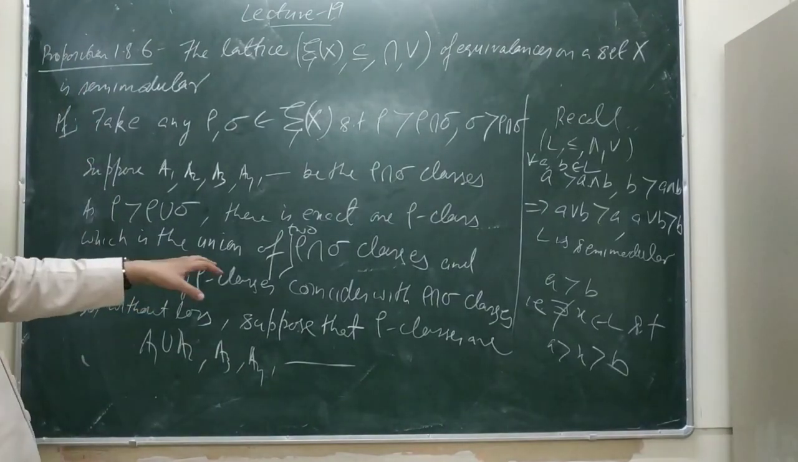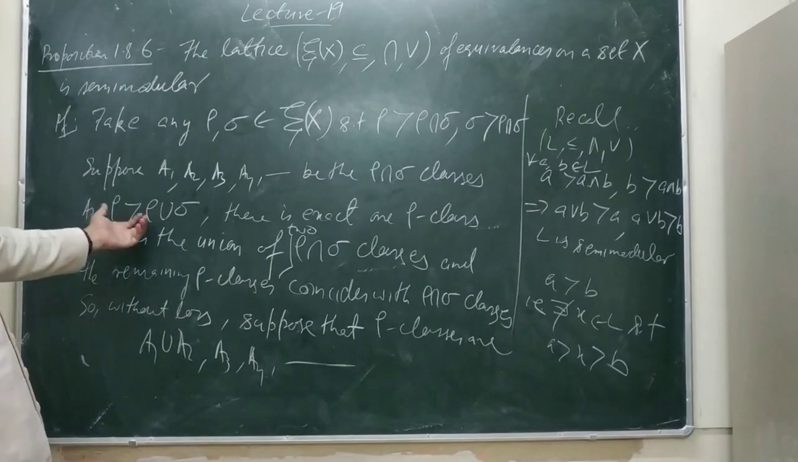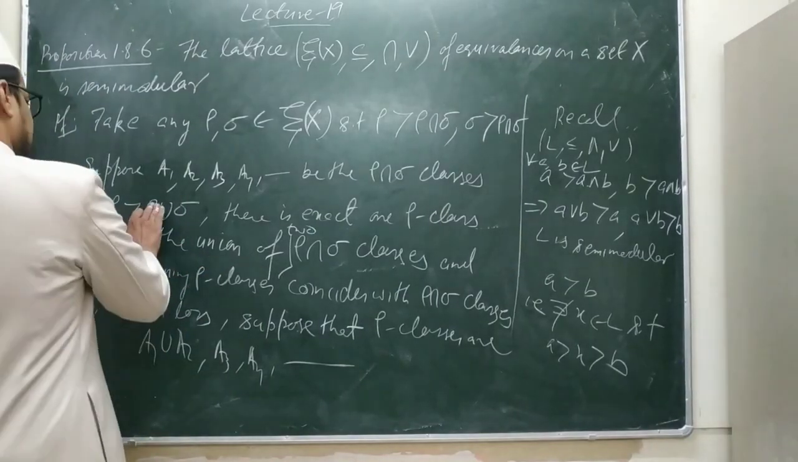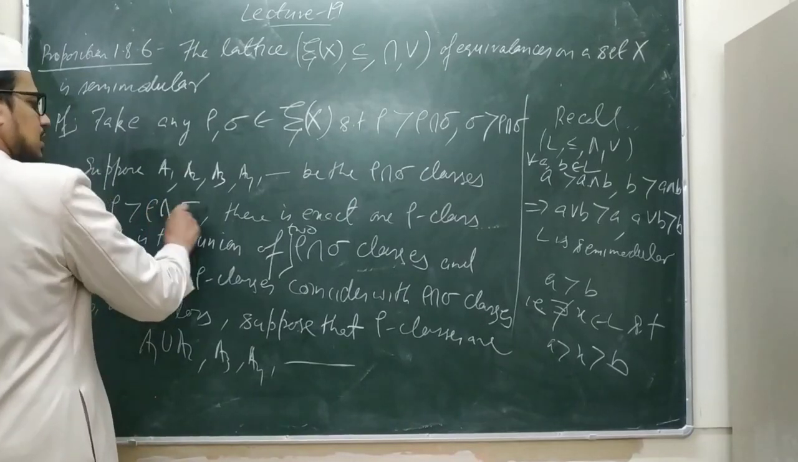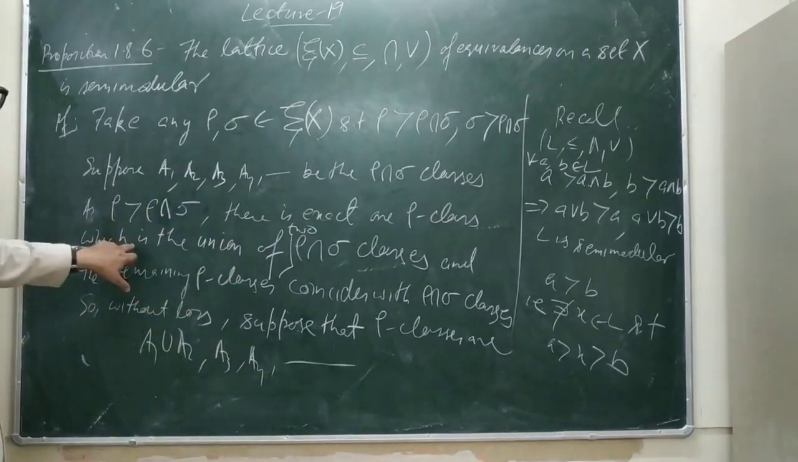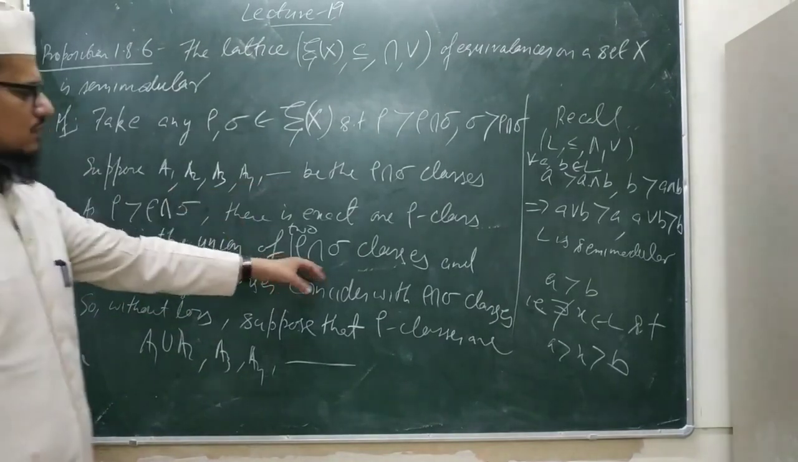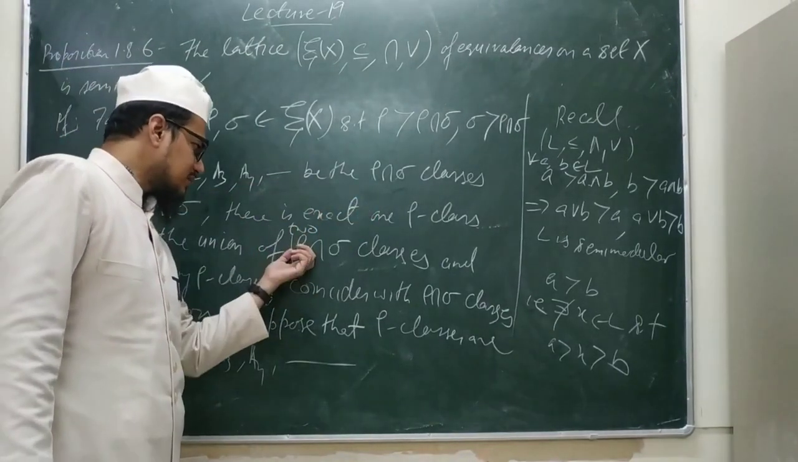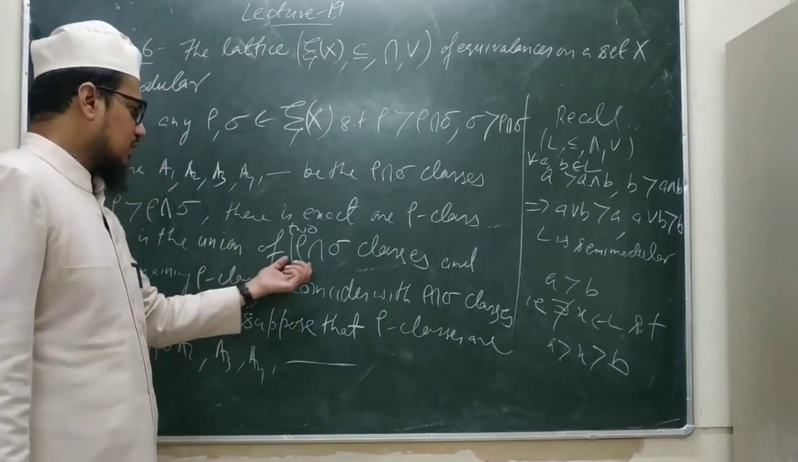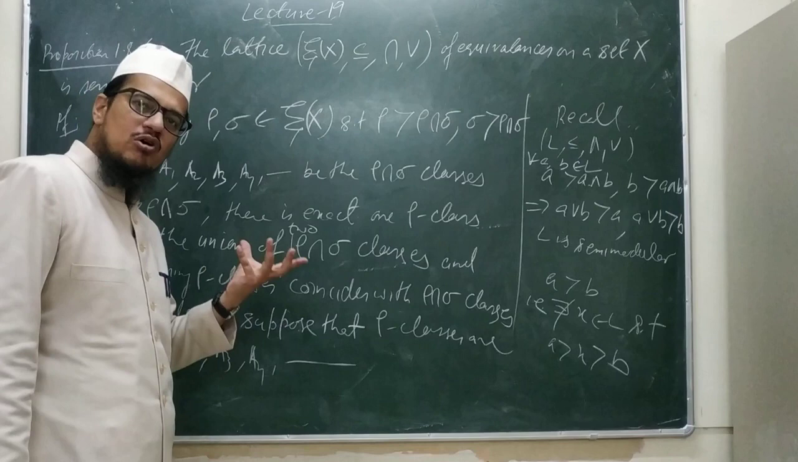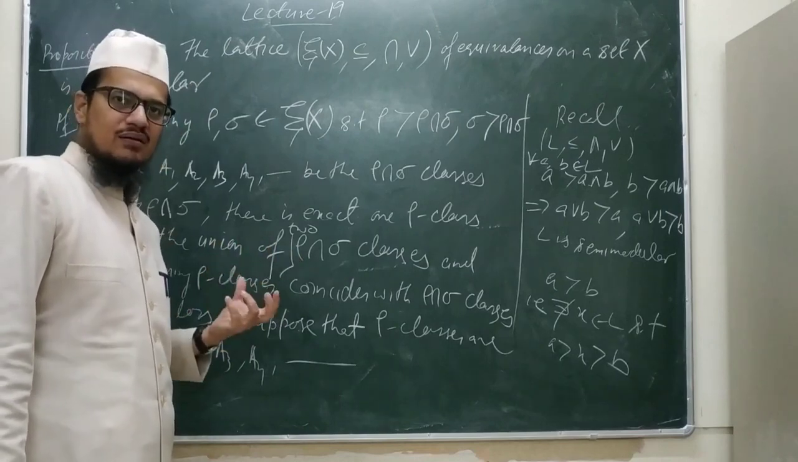Why have I written that, as rho covers rho intersection sigma? So there is exactly one rho class which is the union of two rho intersection sigma classes. Why is it so? Why have I written that it is the union of two rho intersection sigma classes? Why not three? Think about this. This is a fact.